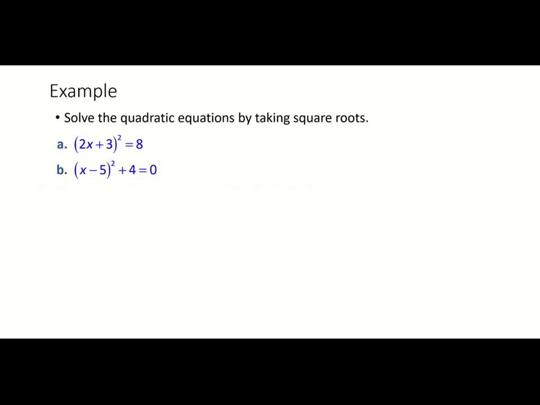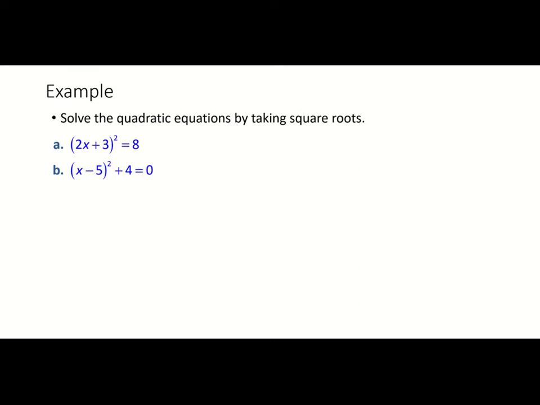Okay, and now we're going to take a look at our second one. And the main thing you want to do before you take the square root is make sure that your square is isolated. So we're going to subtract 4 from both sides. So the equation we're going to take the square roots of will be x minus 5 squared is equal to negative 4. And then we'll take the square root of both sides.